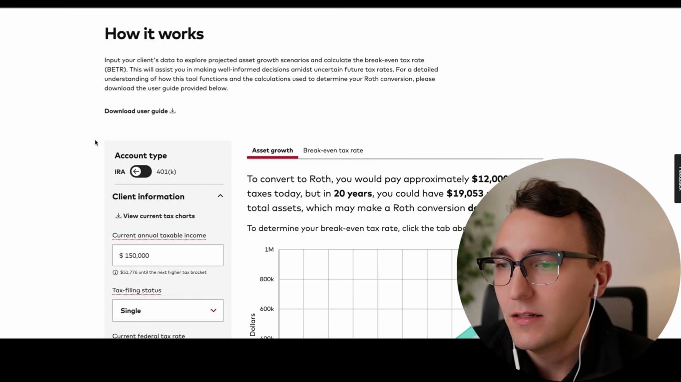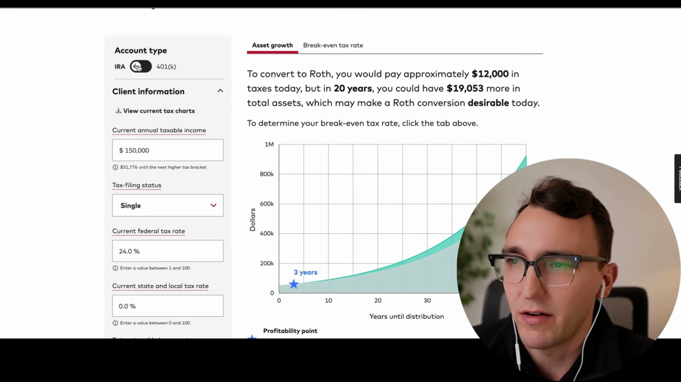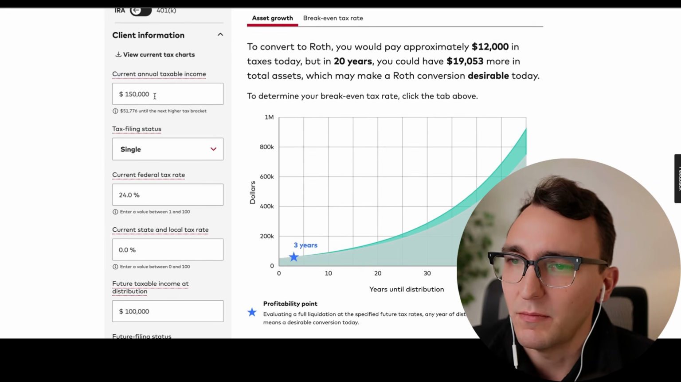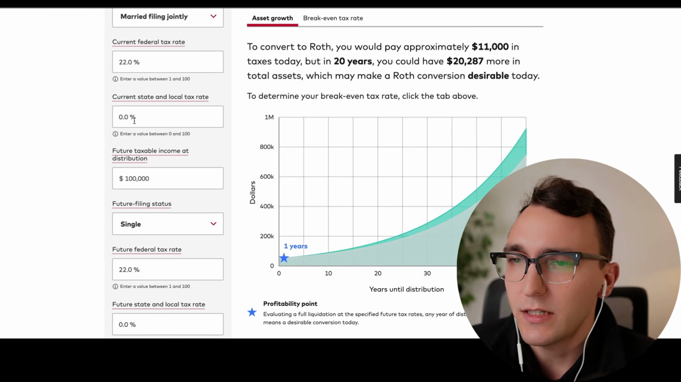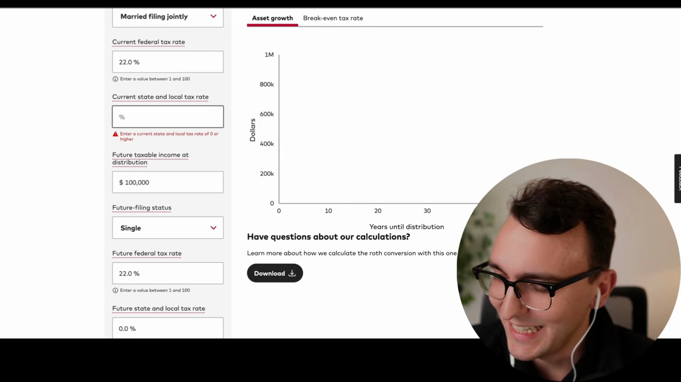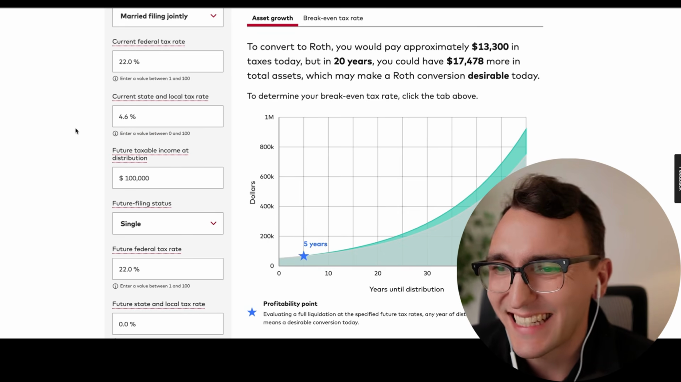Okay. So account type, we have IRA and 401k available. Let's say we have an IRA. Current annual taxable income, 150, that's fine. We are married filing jointly. Current state and local. So here in Nebraska, it's like 4.5%. Oh, round up to 4.6, it's 4.55.